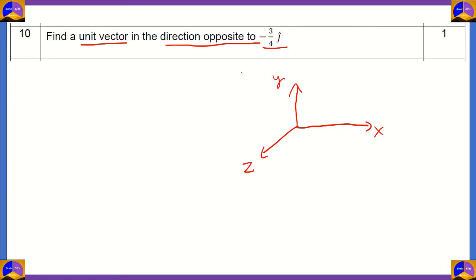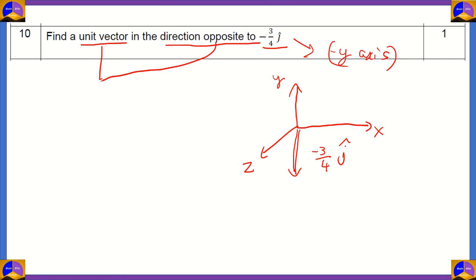In this question, the vector given is minus 3 by 4 j cap, which is present in the downward direction as the magnitude is negative. So this is basically 3 by 4 times minus j cap, or minus 3 by 4 j cap. It's one and the same. So minus 3 by 4 j cap occurs in the minus y-axis. We need to find the unit vector that is opposite in direction.